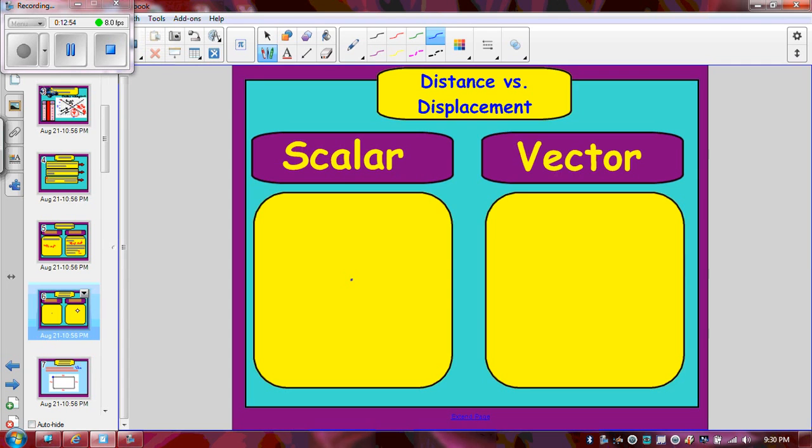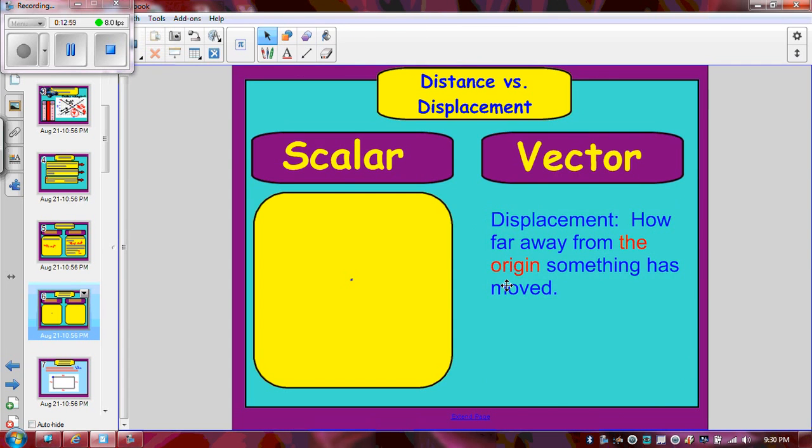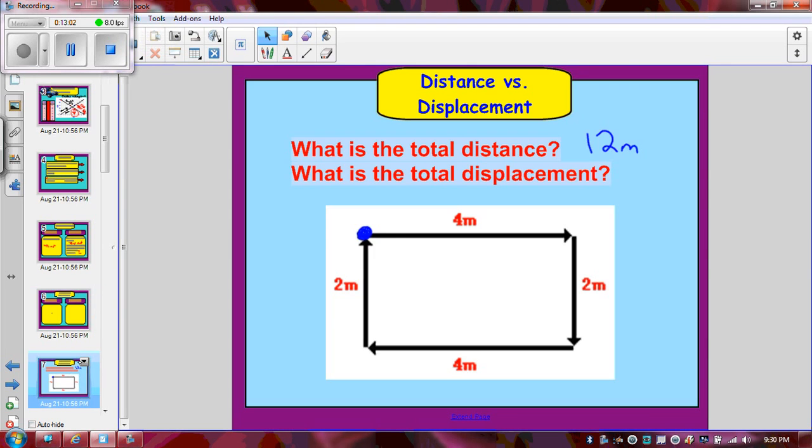However, displacement, remember, was defined as how far away from the origin something has moved. If we're establishing our origin at the top left with the blue dot, notice the object went right, down, left, and up, and ended up at the exact same spot that it started.